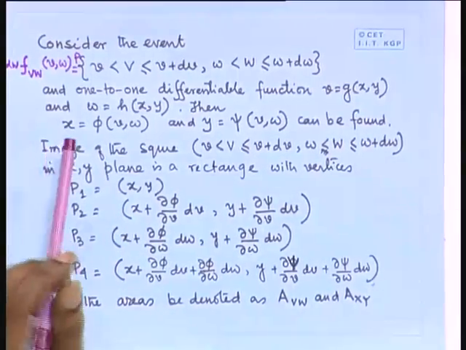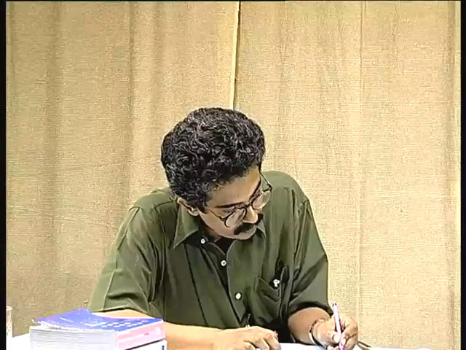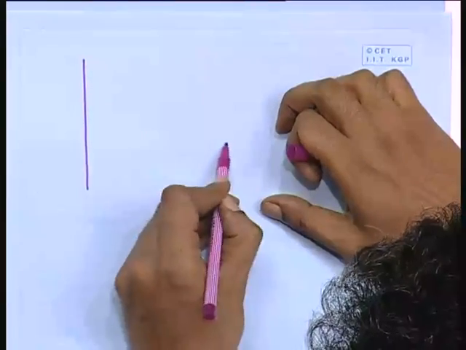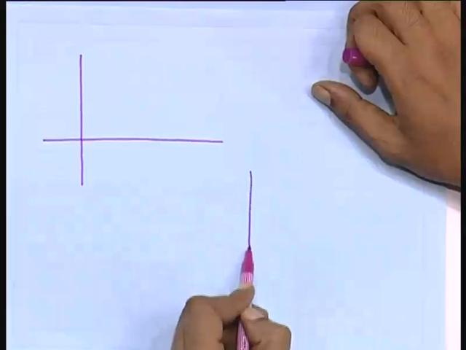So now, what do we do? Now, you see that we now have two spaces, okay. For example, you have a space called VW, and you have a corresponding space of XY.